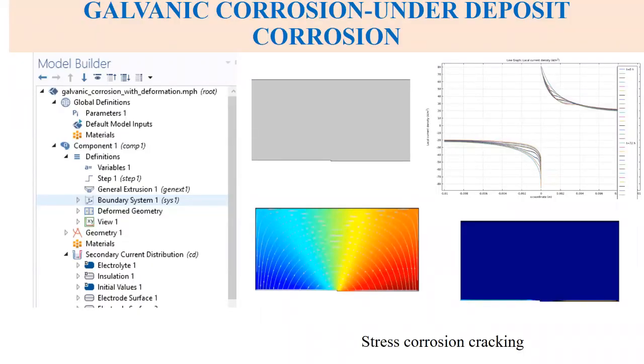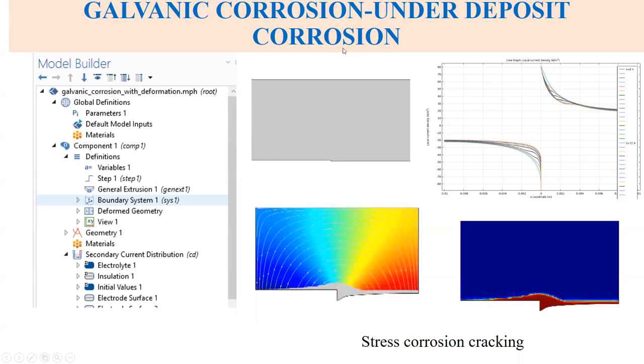In this section, we'll be looking at how to use COMSOL to check the corrosion and the deposit for a cathode and an anode material. So we'll draw our geometry indicating both anode and cathode. We use this geometry, one side to represent the anode and another side to represent the cathode. And we are going to illustrate how the stress corrosion cracking will occur under the geometry.